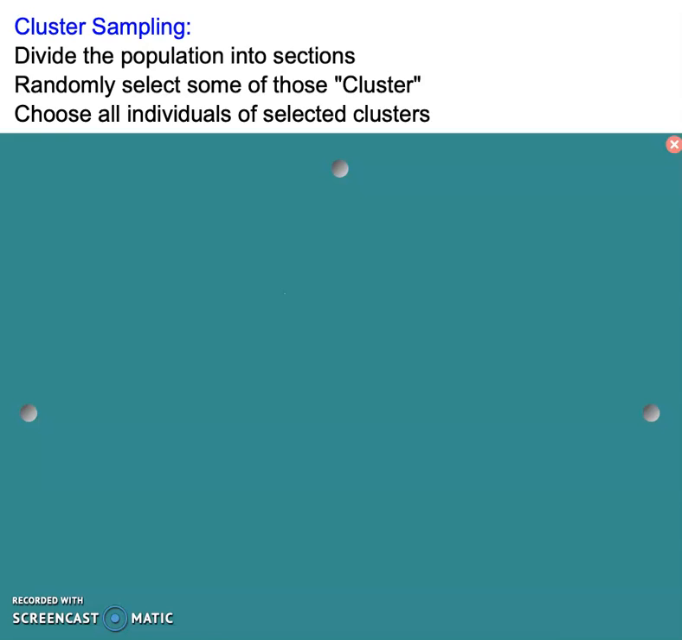Next, cluster. Cluster is where you divide the population into sections and then you randomly select some of those clusters or sections. And then you choose all of the individuals within that selected cluster. Let's do an example for this one, a little more complicated.